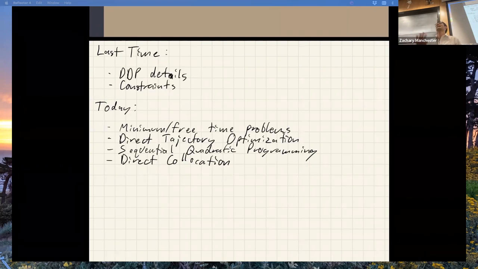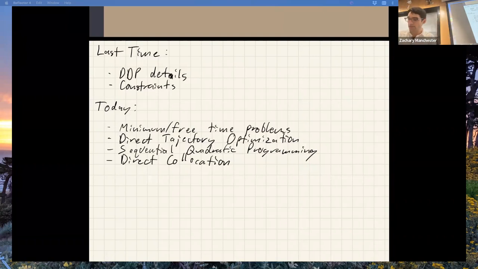But yeah, if the problem's small enough or has enough structure that you can do sparse things in smart ways, second order methods are basically always better if you can afford it. That makes sense? Yeah. Cool. All right, anybody else? Okay, here we go.